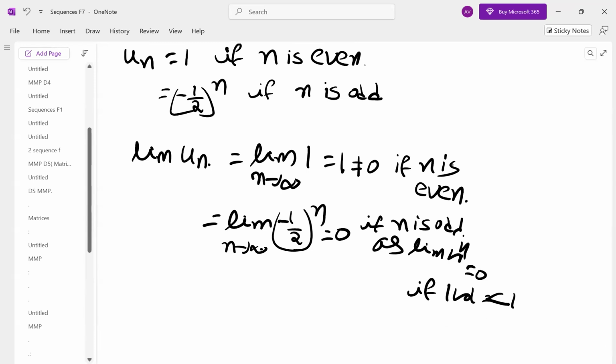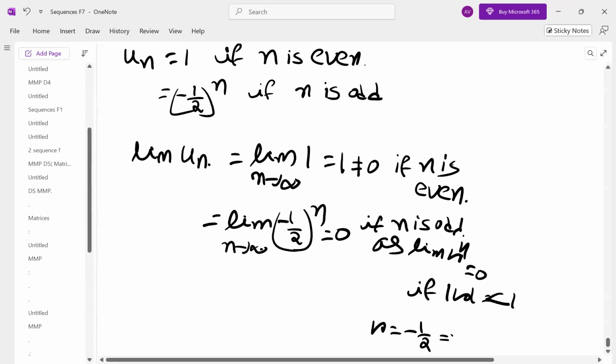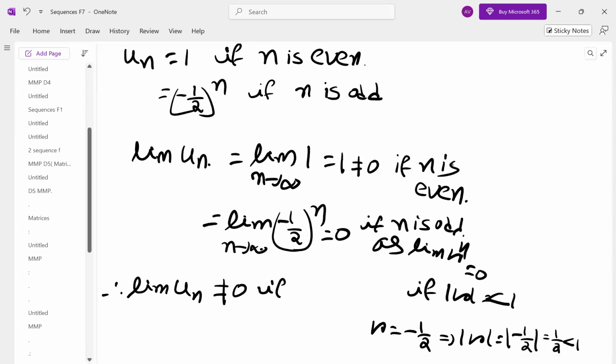Here, the modulus of minus 1 by 2 is plus 1 by 2, which is less than 1. Mod r less than 1, then the limit of r power n is 0. Therefore, the limit of u_n is not 0 if n is even, and 0 if n is odd.